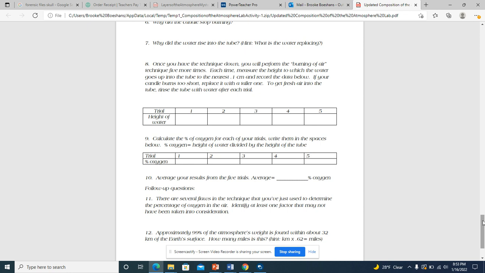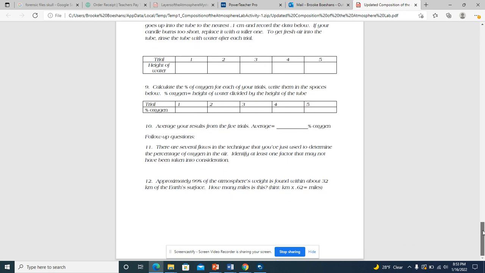You may or may not come up with a very good answer. It depends on how well we did it. Again, you're supposed to get around 20% or 18 to 21%, depending on the percent of oxygen. That's going to depend on how well we did this and maybe how well it worked, because obviously we know that it wasn't working very well.